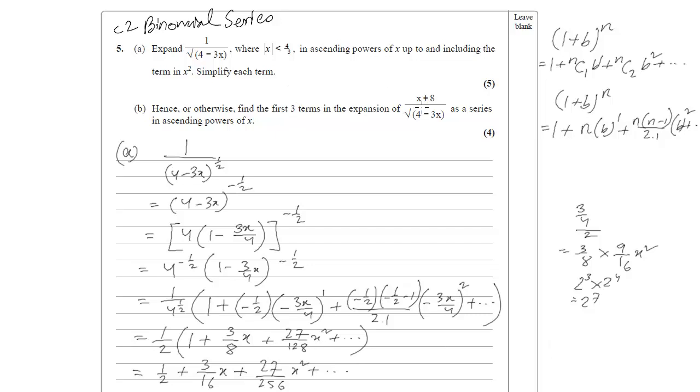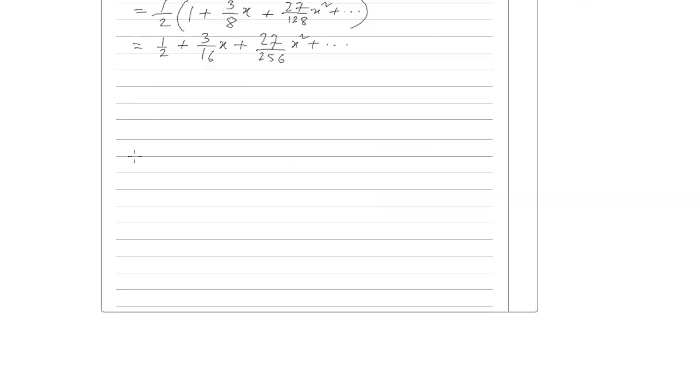For part B, we have to do this division. Now in binomial series, you cannot do division, you can only do multiplication. So that means we have to multiply this with this expansion.